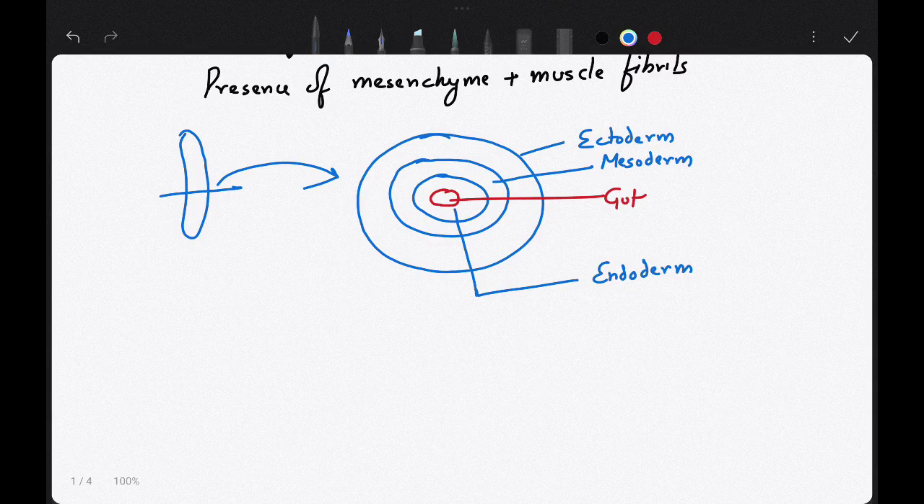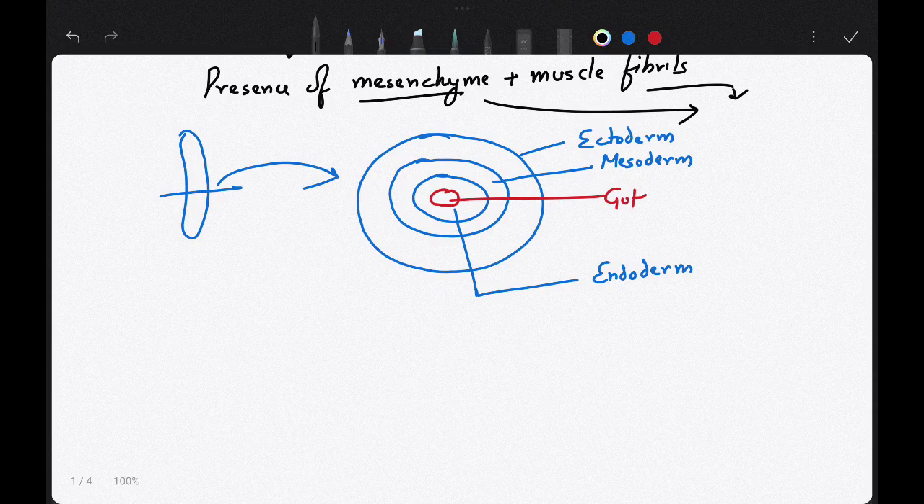Now you will ask, sir, what is mesenchyme? Mesenchymes are undifferentiated connective tissues or cells which are present inside this area. Undifferentiated means they have not differentiated properly into what they should have been after development. Suppose undifferentiated connective tissue will most probably develop into blood or bones. These are different types of connective tissue. Understood?